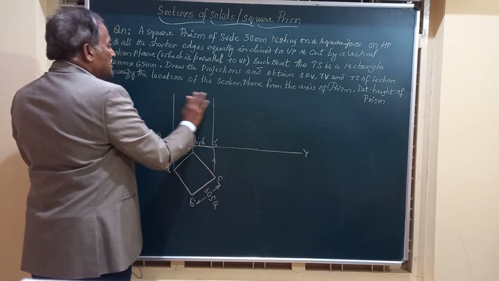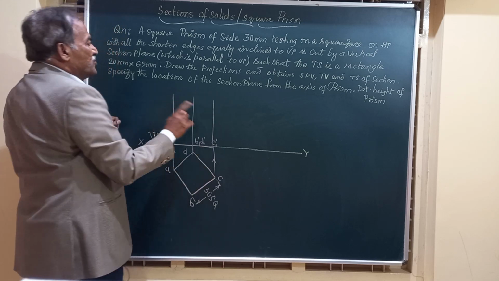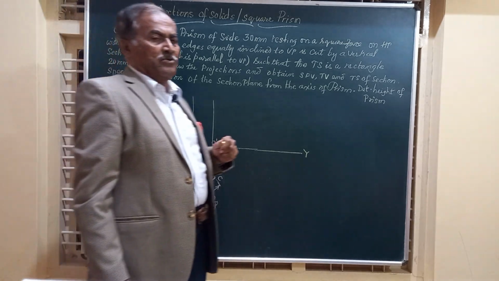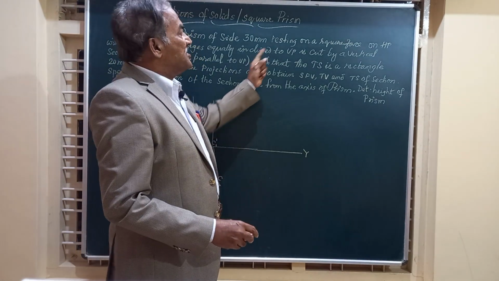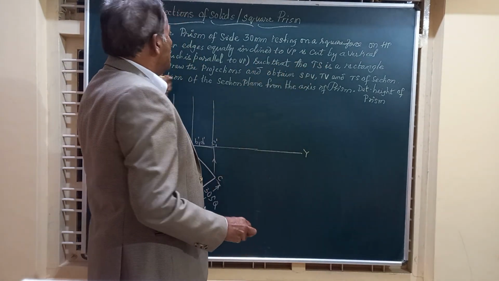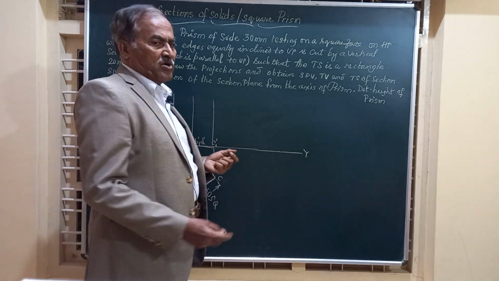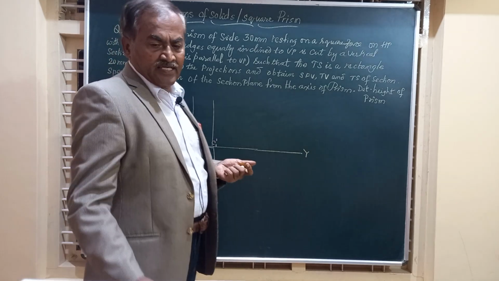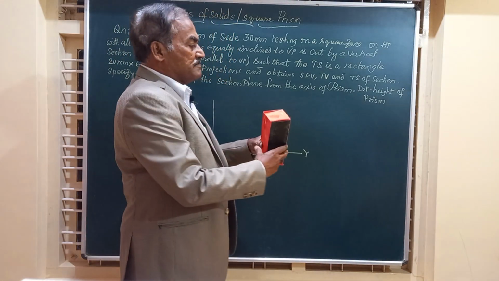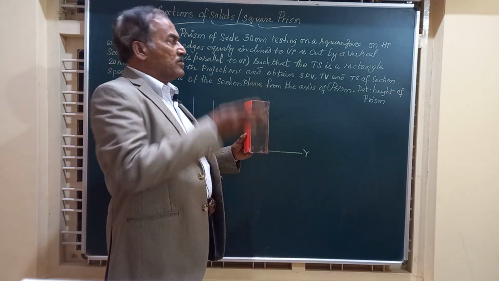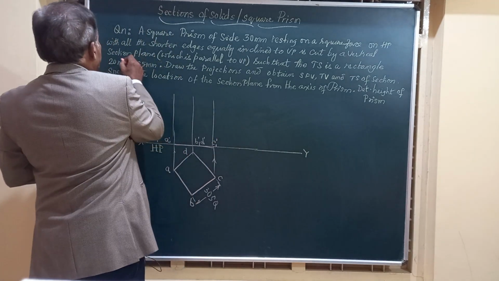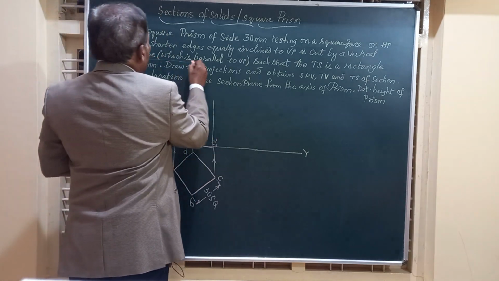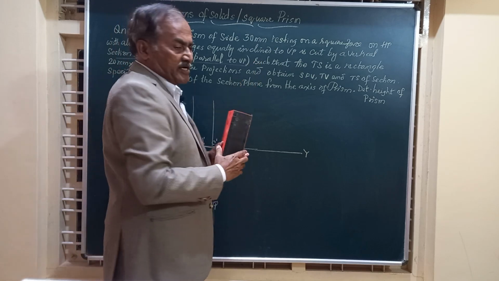So friends, here to complete this view, we need to have the height, but in the question, nowhere do you see what the height of the solid is. Then how to obtain it? Friends, it says, when this square prism is cut by a vertical section plane, the section plane is vertical and it is parallel to VP.